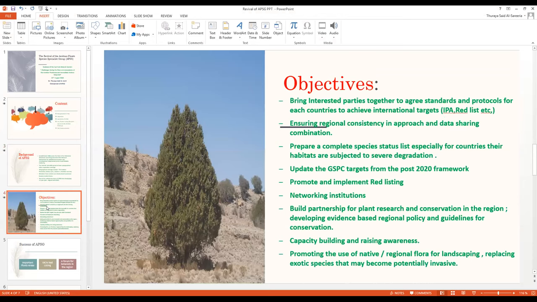The objective for establishing the group, there are so many objectives, but the main one is to bring all the interested parties together to agree on the standards and protocols for each country in achieving international targets, as we said, with the global strategy, like important plant areas, red list, and the others' activities. Also, ensuring a regional consensus in approach and data sharing combinations with all scientists and interested parties. Prepare a complete species status list, especially for countries where their habitats are more subjected to severe degradation from different factors.